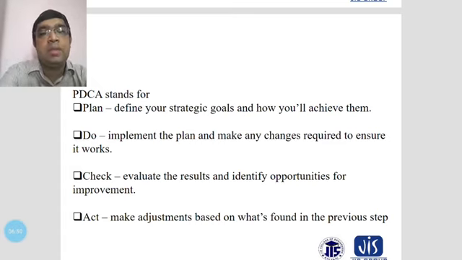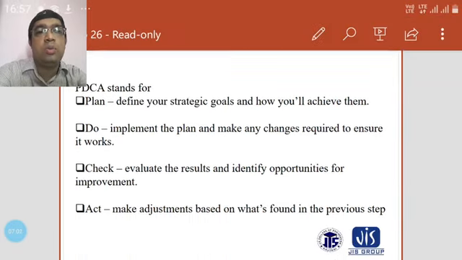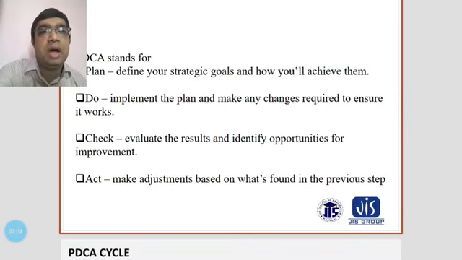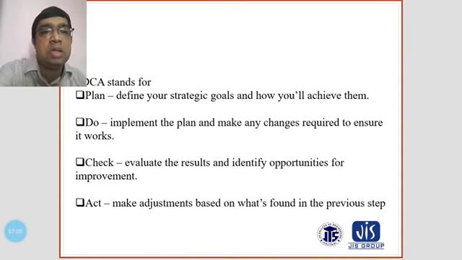You have to work according to your plan, but if you do not implement your plan, then it will cause difficulties and you will not properly gain for your business. So implement the plan and make any change required to ensure it works.